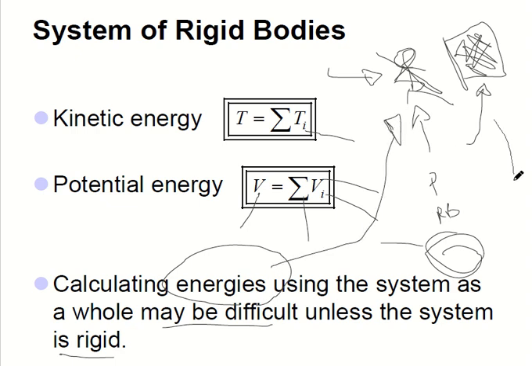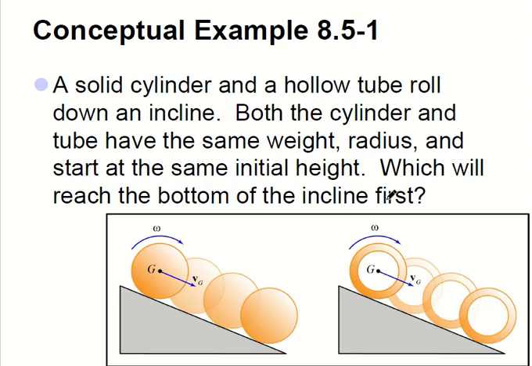We can come as close as possible. Of course, even with the rigid body system it is still very complicated, because a rigid body is still composed of particles if you go down to different levels. Now come back to a solid cylinder and a hollow tube rolling down an incline. Both cylinder and tube have the same weight, radius, and start at the same initial height. Then you have to think about which will reach the bottom of the incline first.